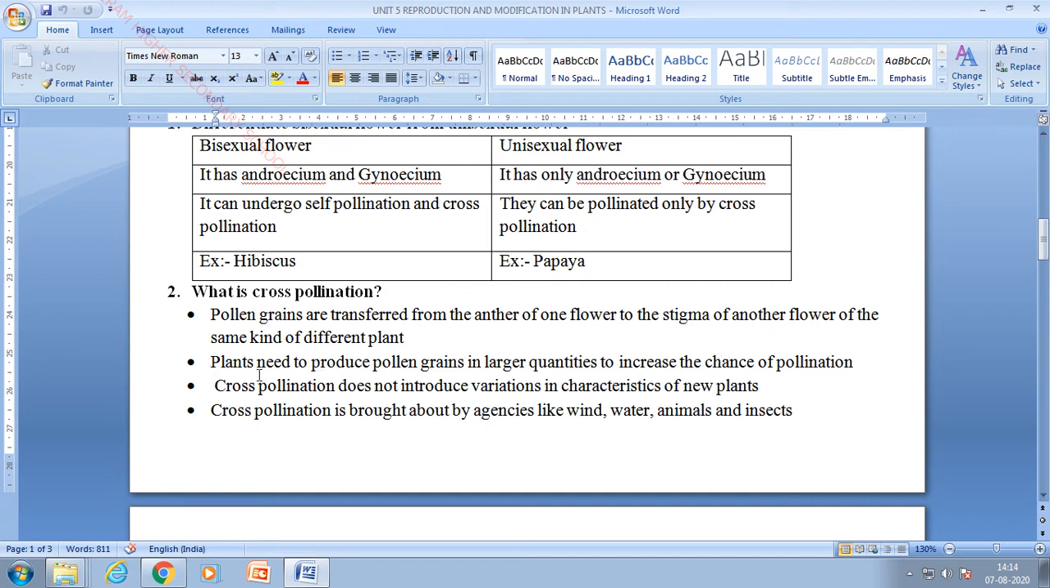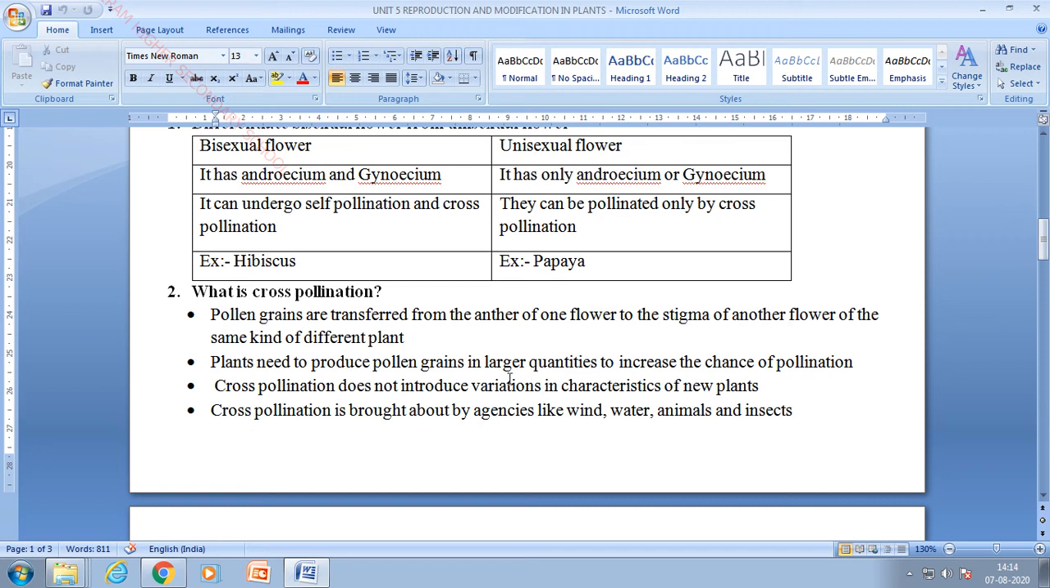So plants need to produce pollen grains in larger quantities to increase the chance of pollination. Since it is happening between two different plants, there is a chance of loss of pollen grains in a large amount. So to avoid the loss, these plants have to produce more pollen grains to increase the chance of pollination. And cross pollination does not introduce variations in the characteristics of new plants.